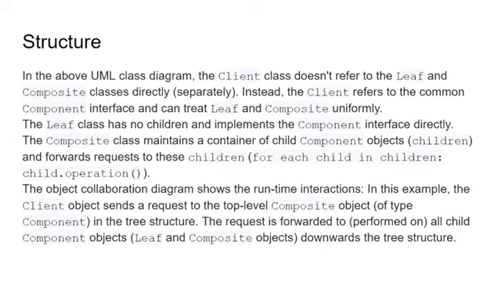In this example, the client object sends a request at the top of a composite object of type component in the tree structure. The request is forwarded to all child components and downwards through the tree structure.